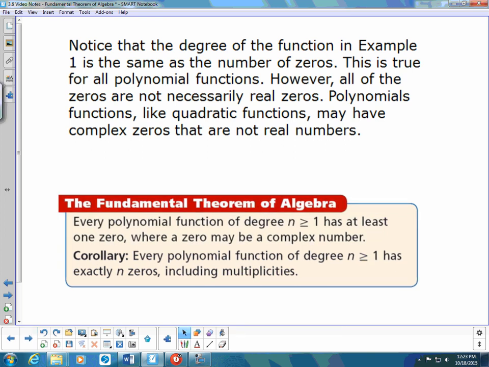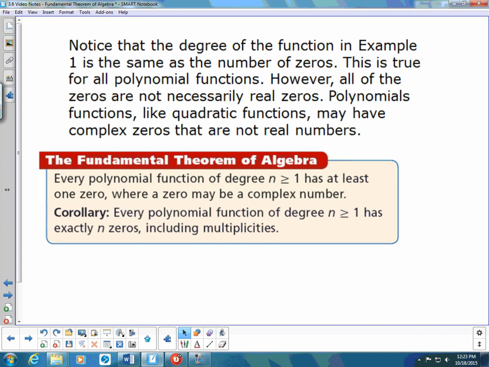So we do have a fundamental theorem of algebra that talks about this. It says that every polynomial function of degree n greater than or equal to 1 has at least one zero. Again, a zero is the same as an x-intercept or a root. And this zero may be a complex number, which means that it might be an imaginary number. So you might not actually see it cross the x-axis at that point.